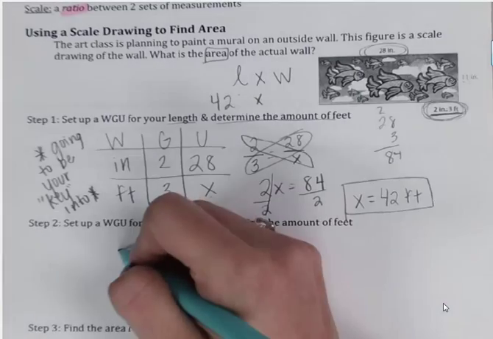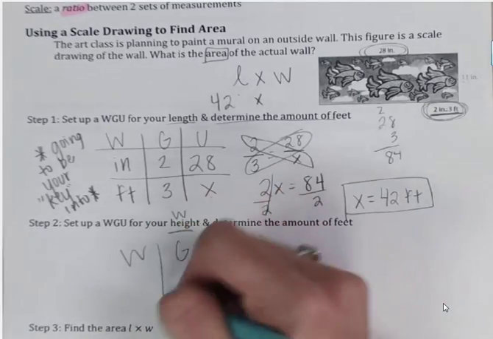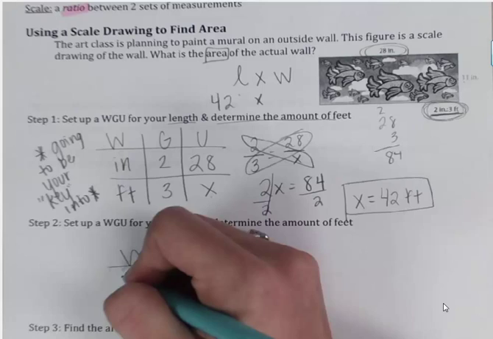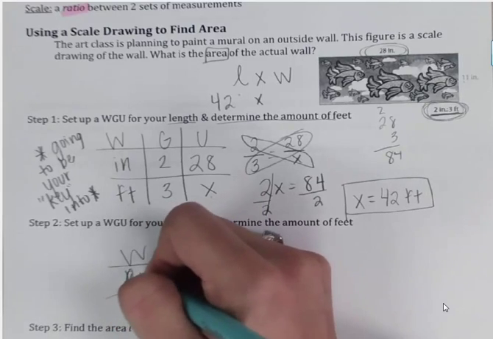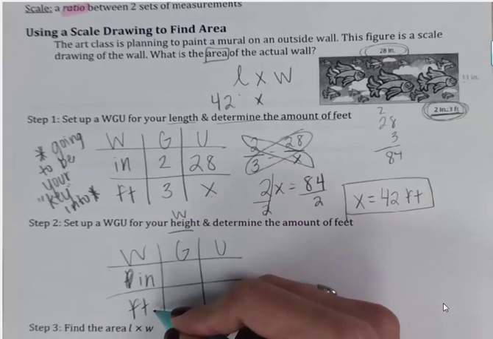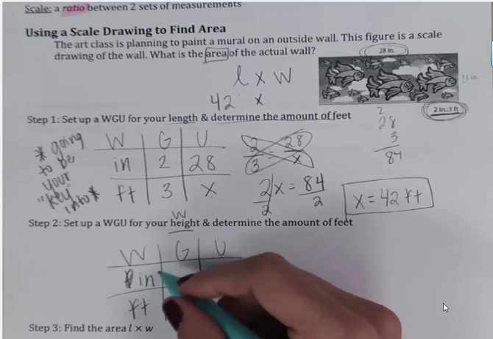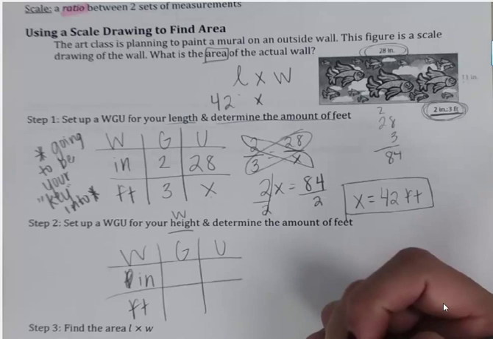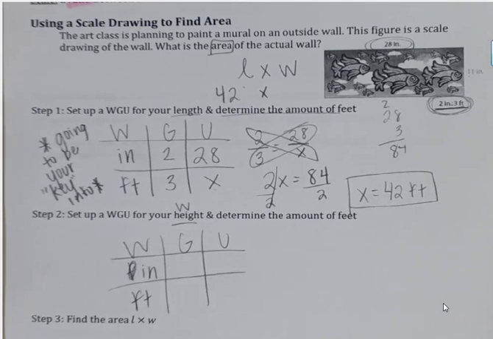Same thing, WGU. Still doing scale drawings, so we're still going to use our quote-unquote key. Sorry, I did inches on top last time. Would it have mattered if I did feet on top? No, I just would have had to make sure 3 goes with feet and 2 goes with inches. Alright, see how much you can fill in of your WGU.